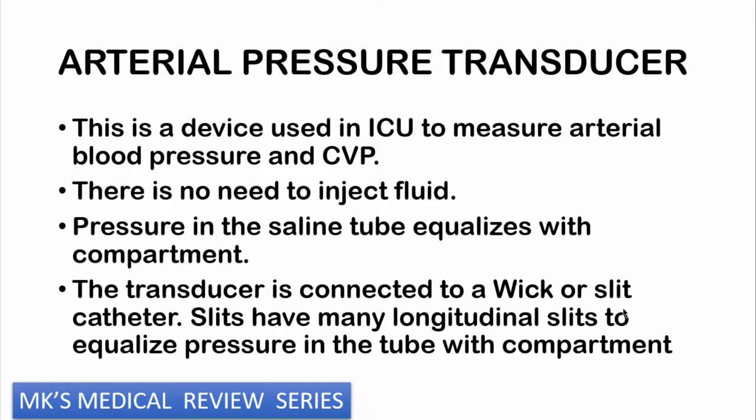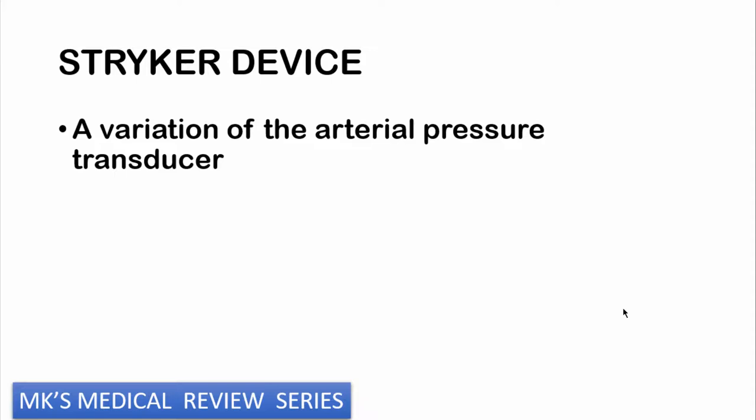The transducer can be connected to a wick or a slit catheter. The slit catheter may have these longitudinal slits to equalize the pressure in the tube with that of the compartment. So just have a look at this, Google this, and see how it looks and how it is used. Then you should familiarize yourself. Then you could also use a Stryker device, which is a variation of the arterial pressure transducer. It's just a different device that can be used to measure the compartmental pressure.